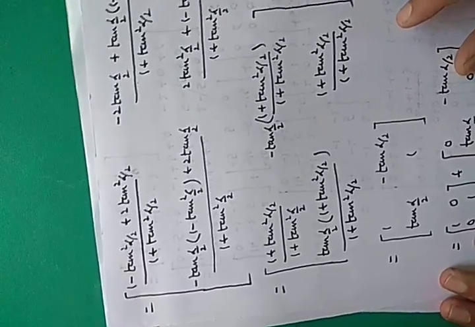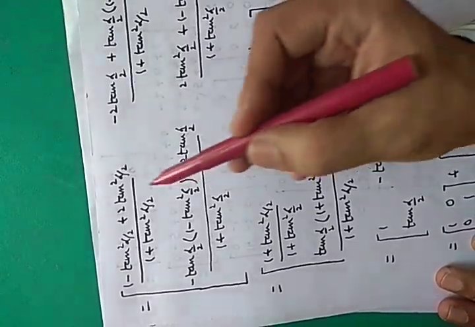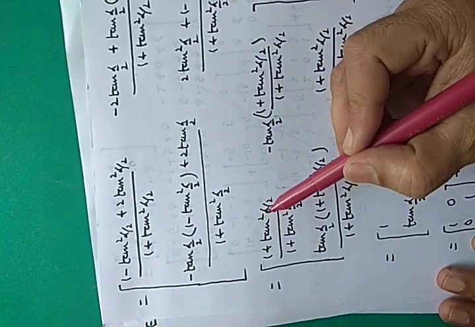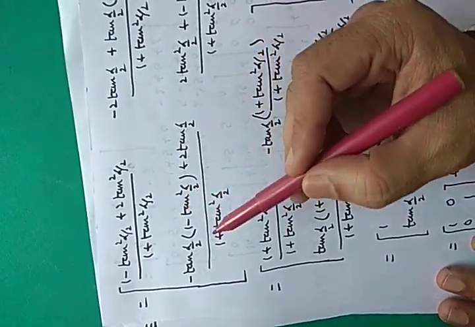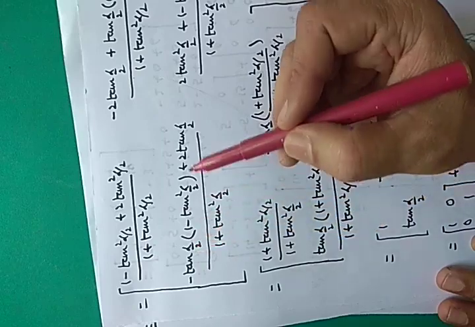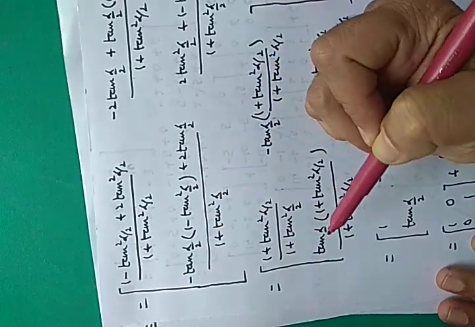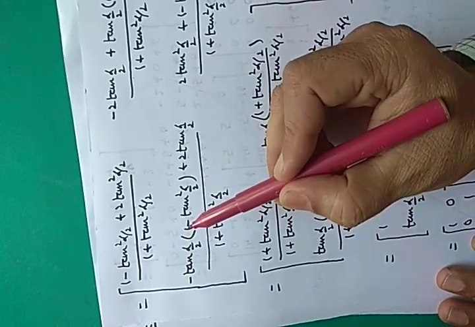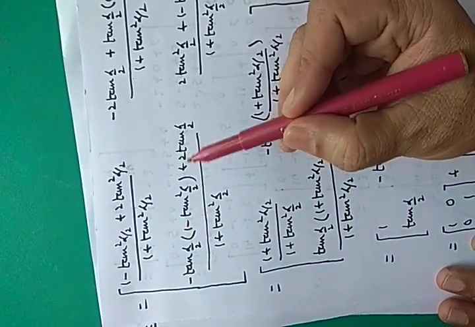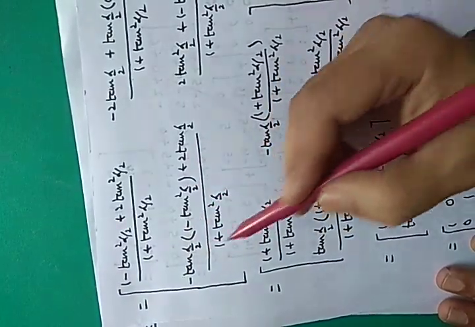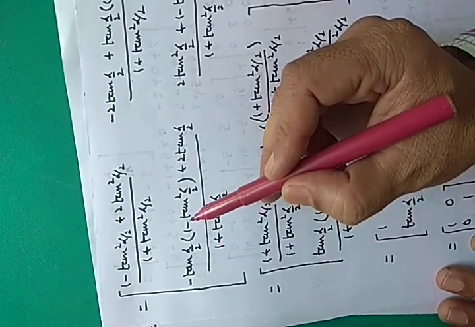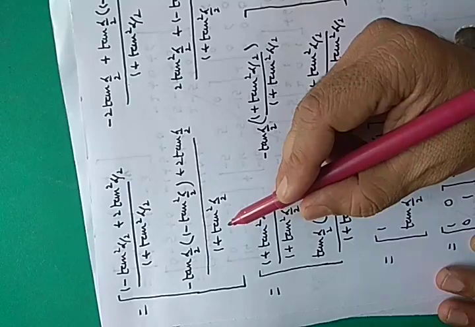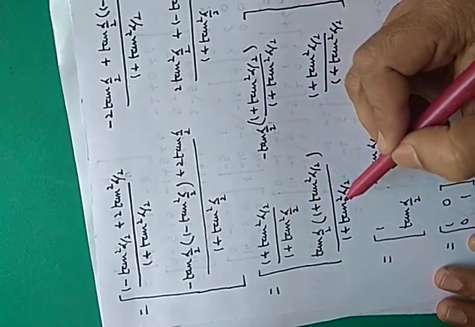Next step, we have to simplify it. 2 tan square alpha by 2 and minus tan square alpha by 2, you will get 1 plus tan square alpha by 2. Now from here, you take tan alpha by 2 common. Here you will get minus 1, then plus 2. 2 minus 1 will be plus 1. Then minus minus plus, plus tan square alpha by 2. So 1 plus tan square alpha by 2, denominator will remain as it is.